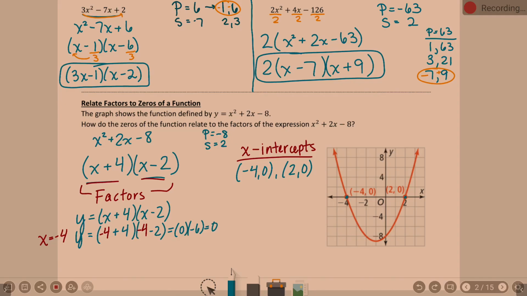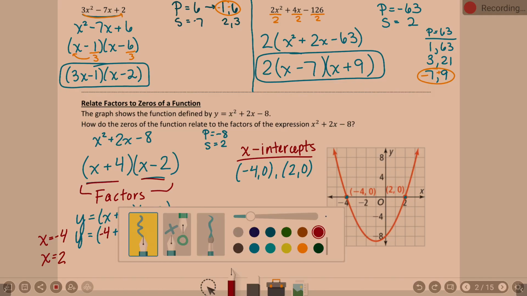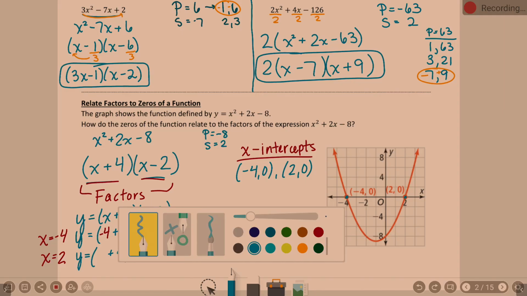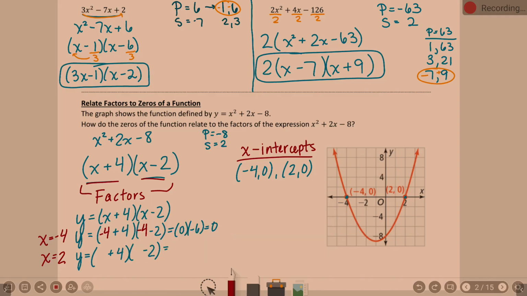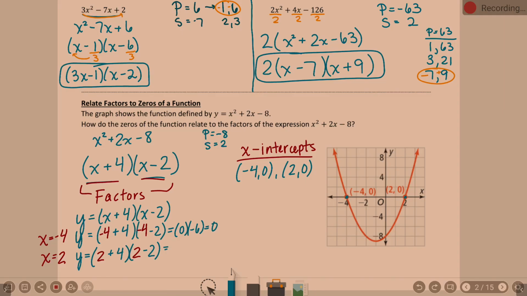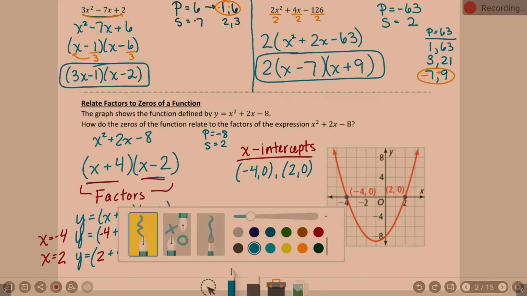Let's do it with the other one. The other one is x equals 2. And again, I'm just trying to get to a connection point here. If we put 2 in, we're doing 2 plus 4 and 2 minus 2. What do we end up with there? 2 plus 4 is 6. 2 minus 2 is 0, and 6 times 0 is 0.